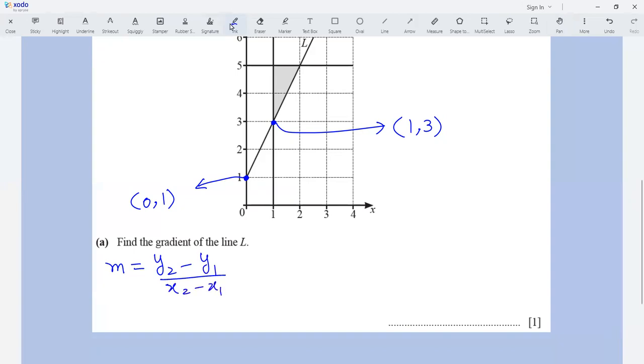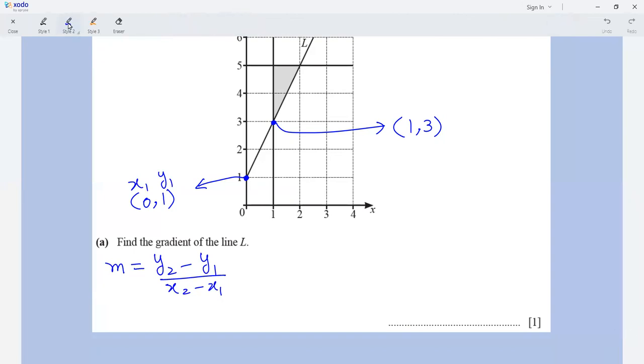So you can take any of the points as the first point and any of the points as the second point. So I've taken this point as the first point, and I'm taking the other point as the second point, meaning it is x2 and y2. So in the formula, we are replacing y2 with 3 and y1 with 1, divided by x2, which is 1, minus x1, which is 0. So 3 minus 1 gives 2, 2 by 1 gives the result 2. So this is the answer. We can write it down in the section which is given for the answer.